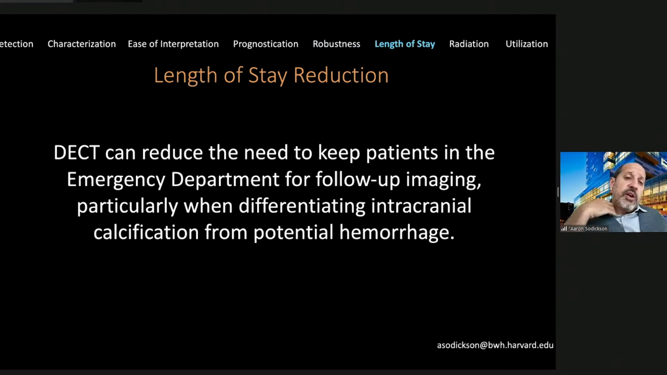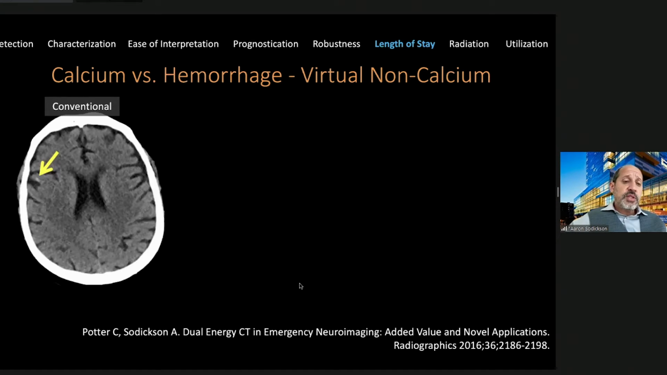There are certain scenarios in which dual energy can reduce the need for us to keep patients in the ED for follow-up imaging. And the best use case here that we found is to differentiate intracranial calcification from potential hemorrhage. So here's an example of a patient who comes in after a trauma. There's this small bright spot in the right frontal lobe, and we don't know whether this is pre-existing calcification or whether this is a small area of hemorrhage related to their trauma.